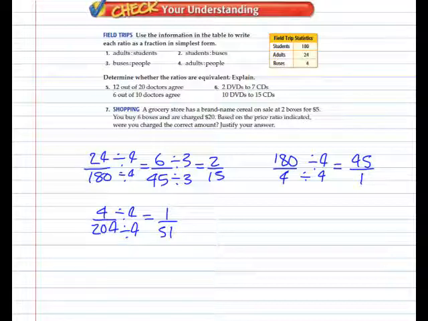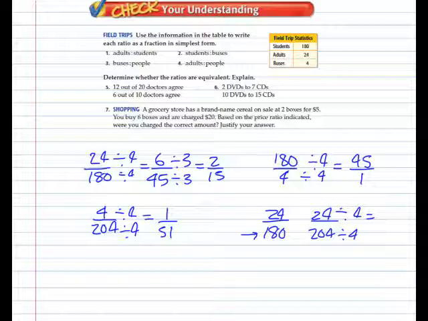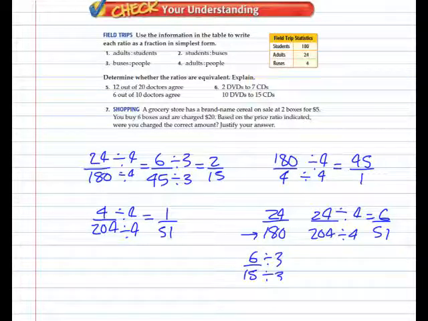This is example 3. Example 4, I have 24 adults to 180 people. Again, that appears to be, no, wait a minute, it's adults to people. This is adults to students, so I have to add my 24 back in here. So it's actually 24 to 204. Again, I have 4 as a common factor. I get 6 over 51. 6 and 51 both have 3 as a common factor. So I can divide them both by 3, and I get 2 over 17. That means the ratio of adults to total people is 2 to 17.